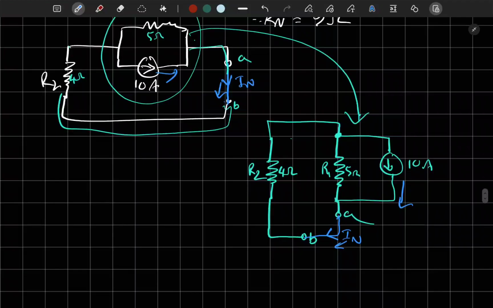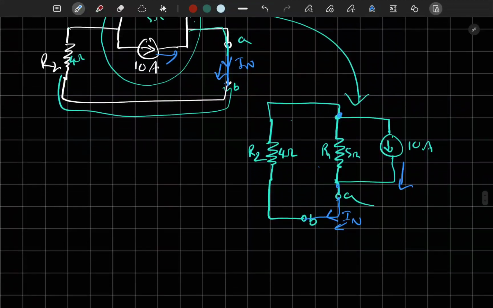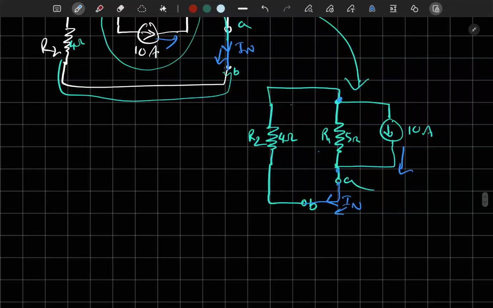Now see, are R2 and R1 in series or parallel? Easy to spot two common points, right? Because this is connected. So two common points means R2 and R1 are in parallel. So let's just write RP. RP is equal to R1 parallel R2. So R1 is 5 parallel 4. That's 1/5 plus 1/4. That's 2.22 ohms.